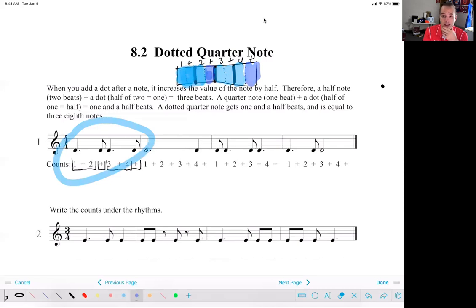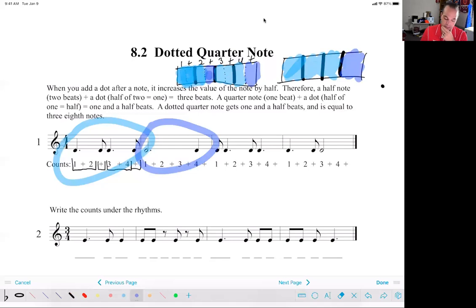Then in the next measure, I have a dotted half note. If I were thinking about that, a dotted half note takes up 3 full beats. So again, with my system, that dotted half note takes up all of this. And then I have a quarter note that just takes up the 1. So that's how this measure would look right there.